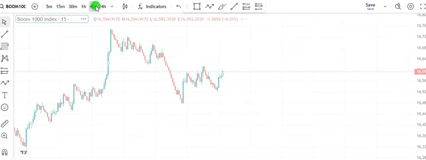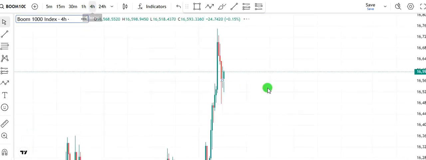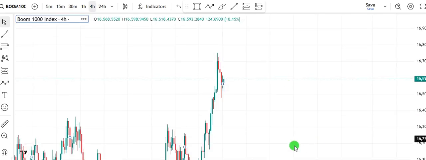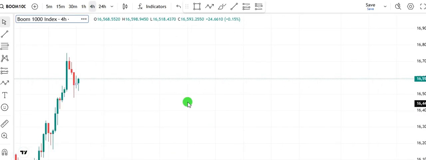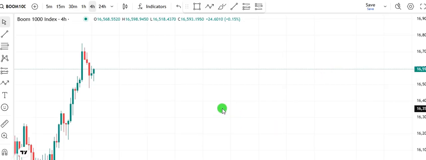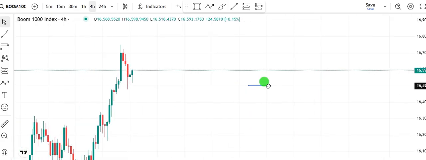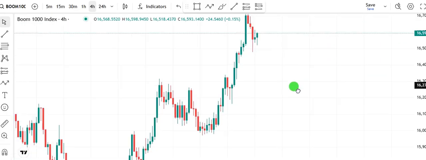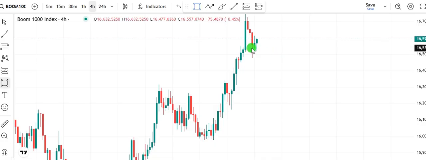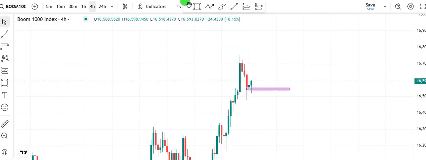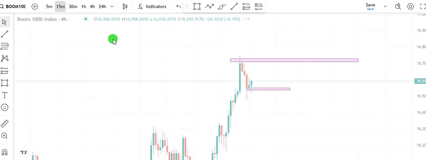Okay, so let's go to the H4. H4, I think I can see some rejection already. I can see some rejection. So let's just mark the recent low that we can actually see around here. The recent high. Entry time frame.